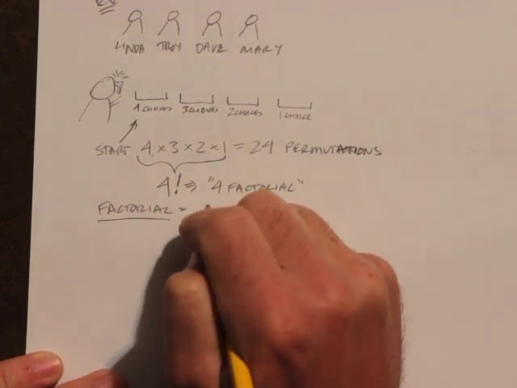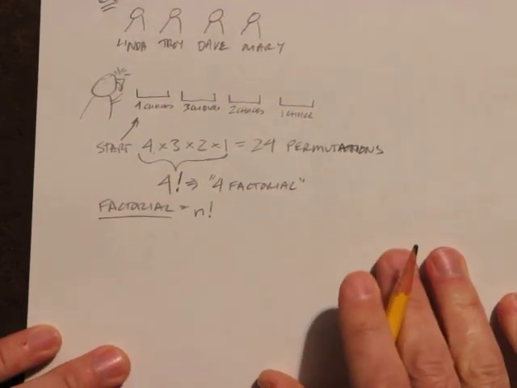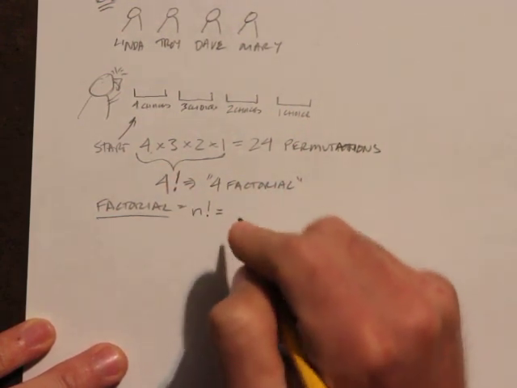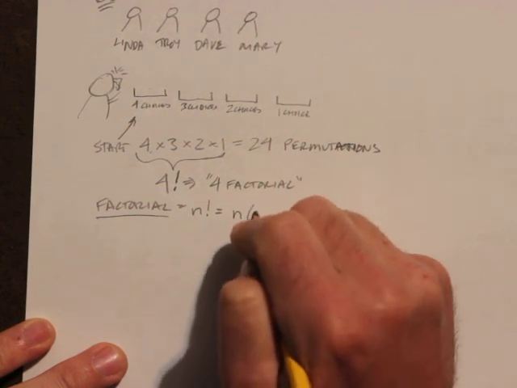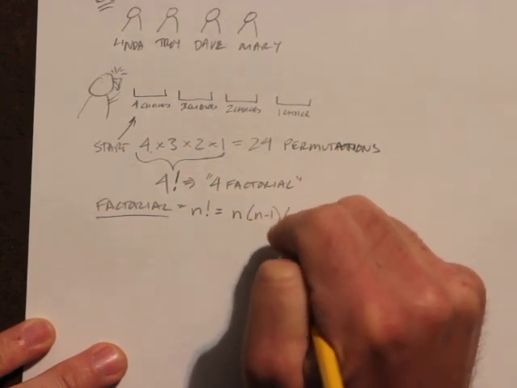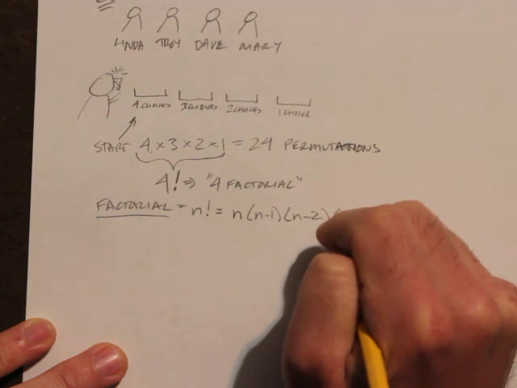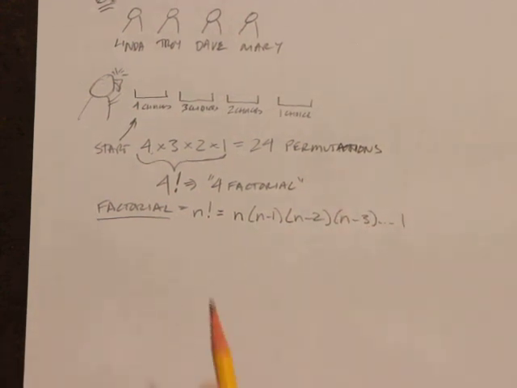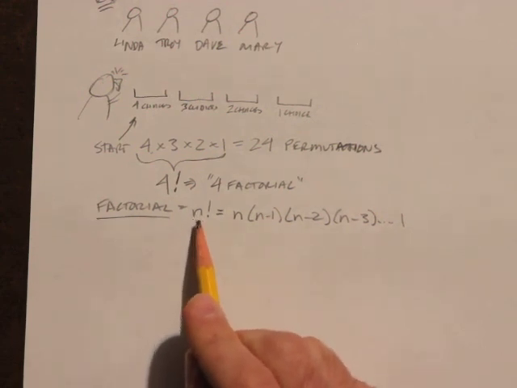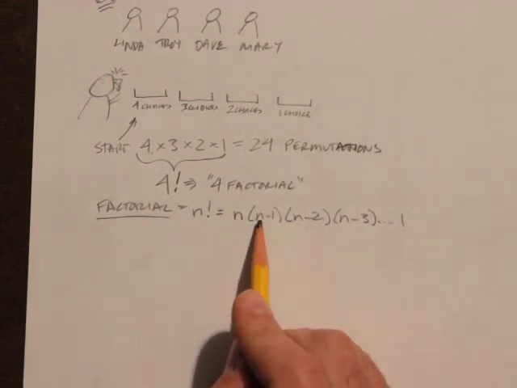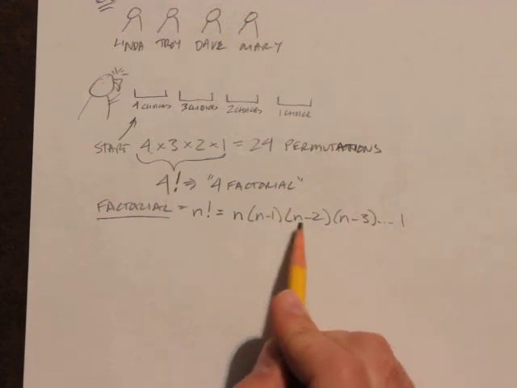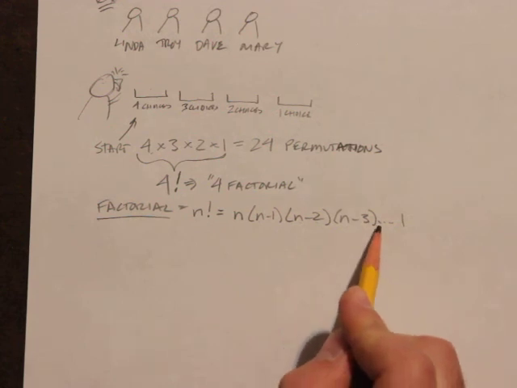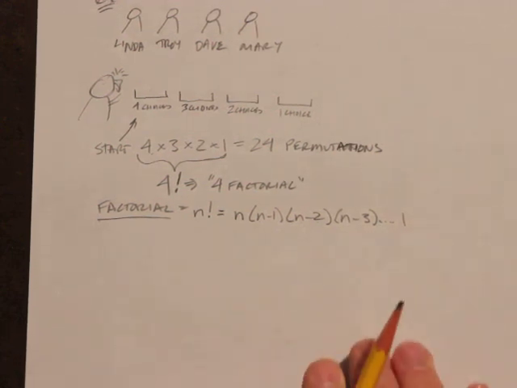If I had any number, n, then n factorial is n times n minus 1 times n minus 2 times n minus 3, dot, dot, dot, until you get to 1. So if this n was 10, then it would be 10 times 10 minus 1, which is 9, times 10 minus 2, which is 8, times 10 minus 3, which is 7, until you get all the way down to 1. That's what factorial means.